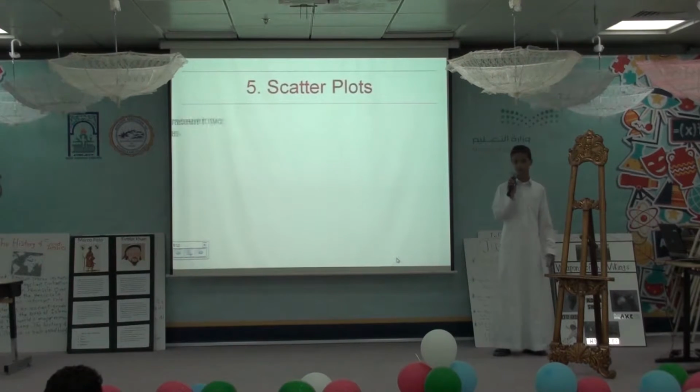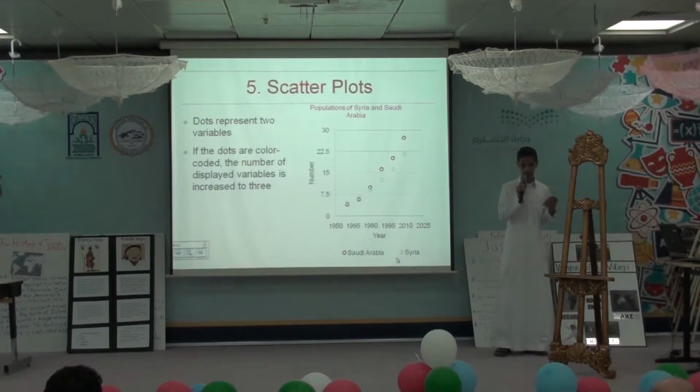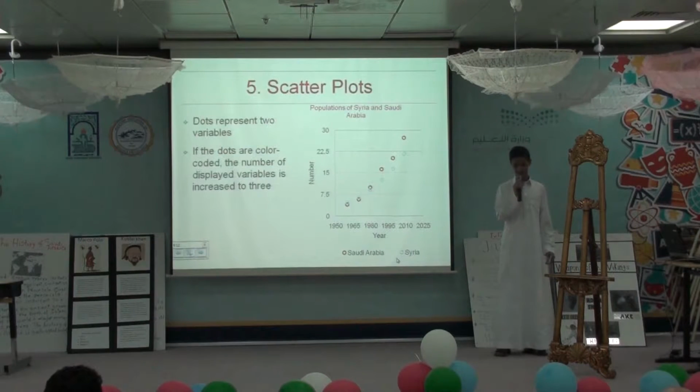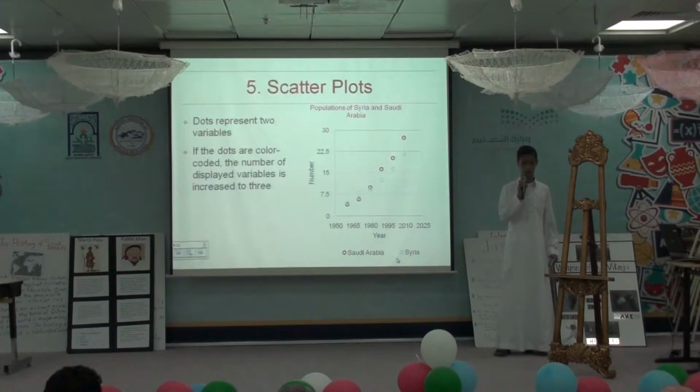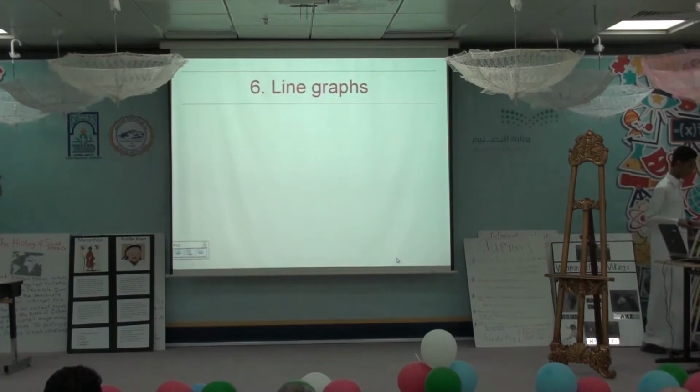Scatter plot. A scatter plot has points or dots that show the difference between two sets of data, where the dots represent the x and y coordinates. If the dots are colored, then the number is increased to 3. Thank you. I'll leave you with my friend.